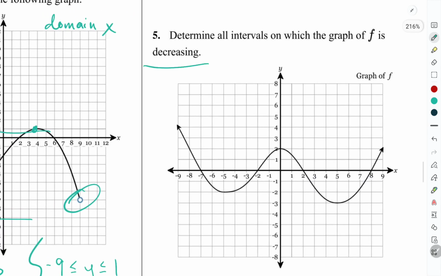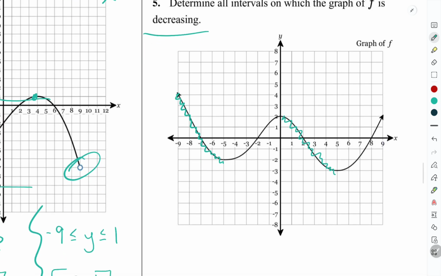Now we're being asked about decreasing. Everywhere that it's decreasing, that means everywhere that my pen is going down as I squiggle. So this is going up, so absolutely not. Going down, and then I'm going back up again. And I've just got to say that. Okay, so this is where we bring in our soft brackets and hard brackets again.